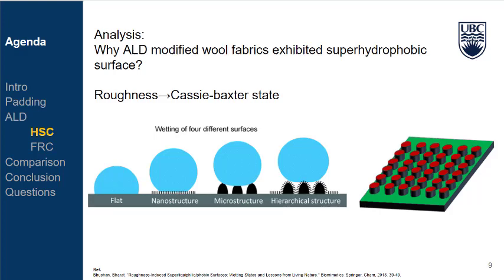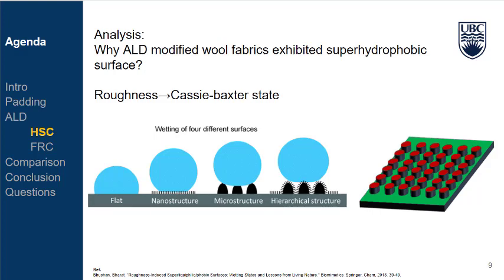As you can see from the figure on the left, the wetting of 4 different surfaces is shown. As the roughness goes higher, different levels of roughening strategies are employed, from a flat, smooth surface to a nanostructural rough surface to a microstructural rough surface, and finally to the hierarchical structure, which is exactly the surface structure of the lotus leaf that we've talked about before in class.